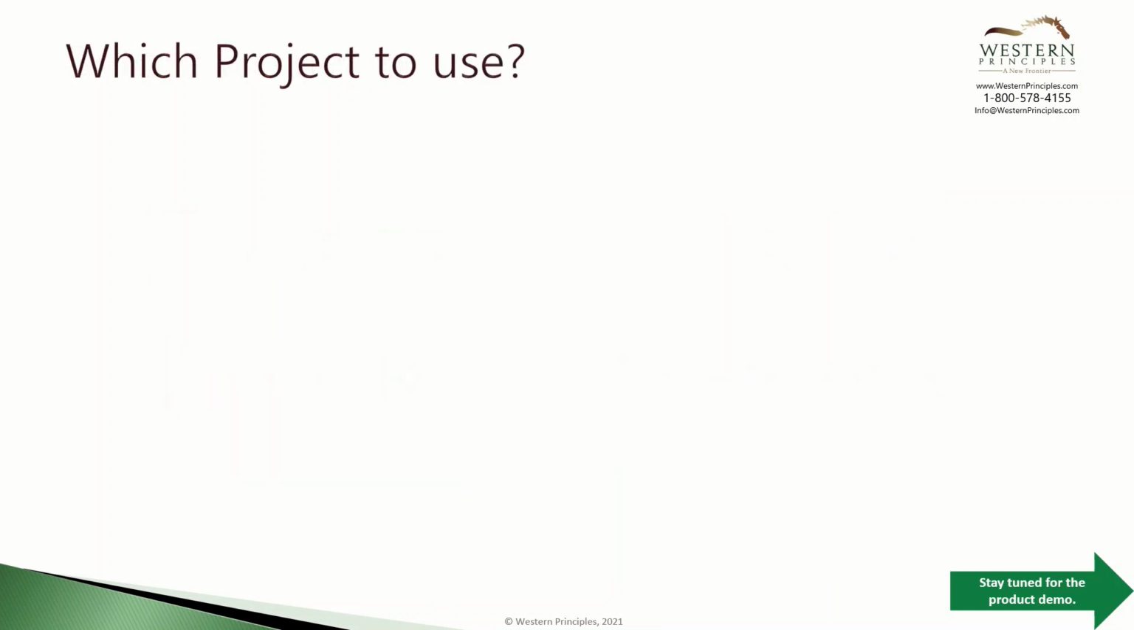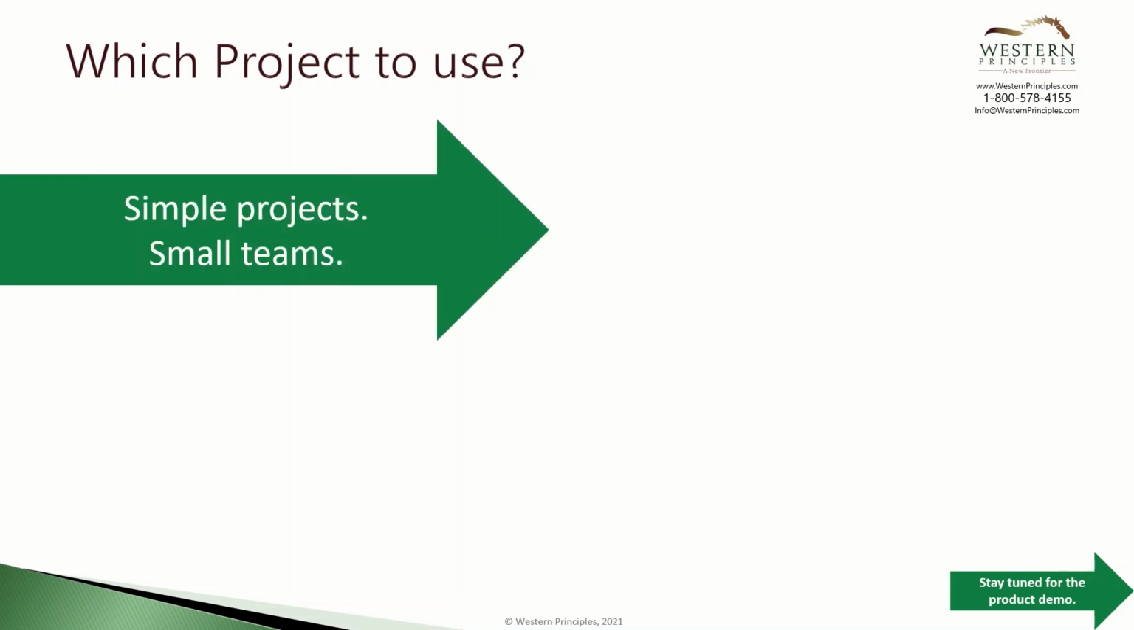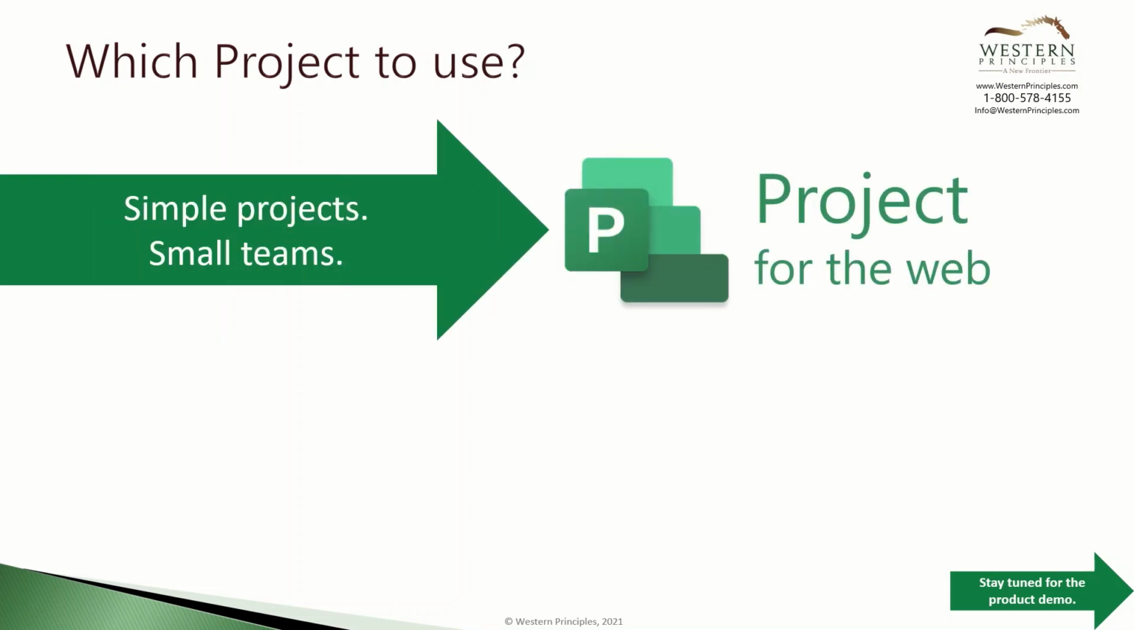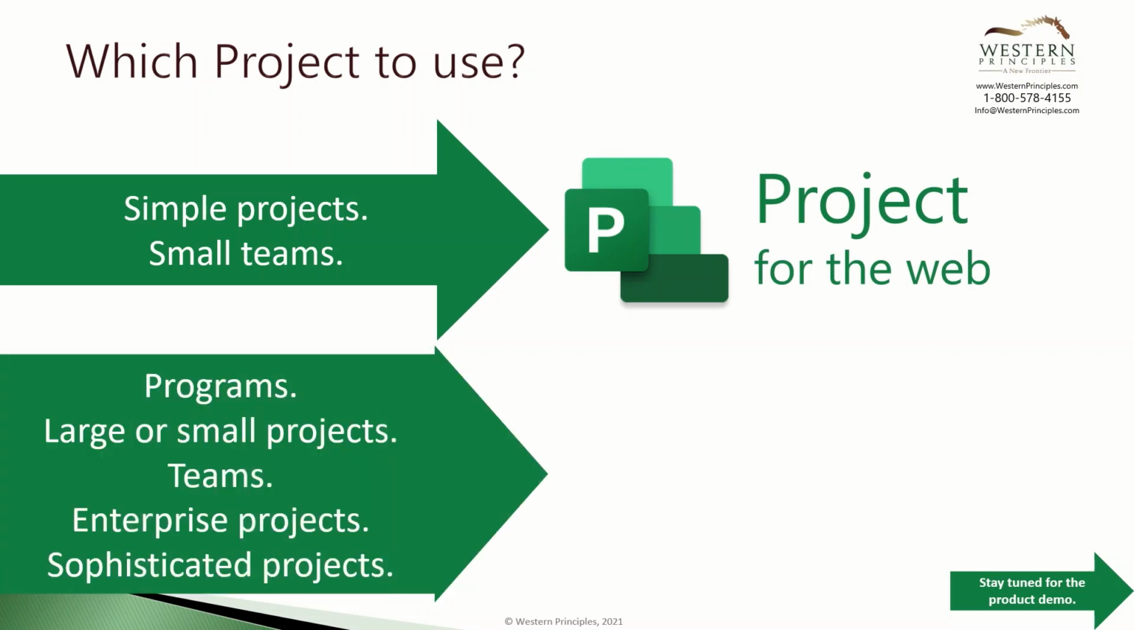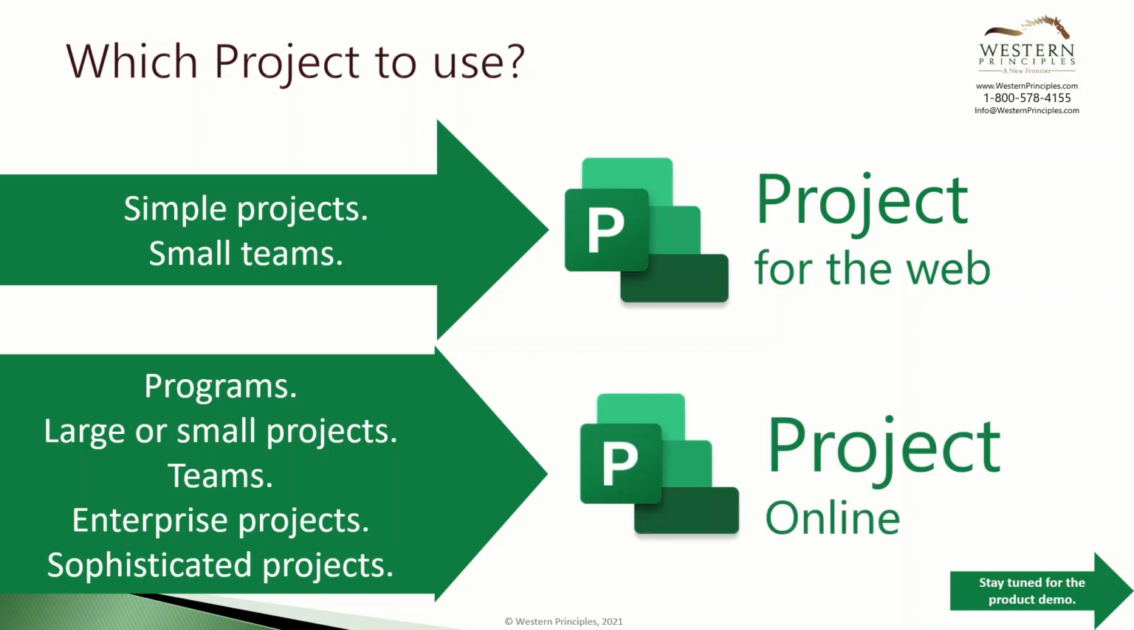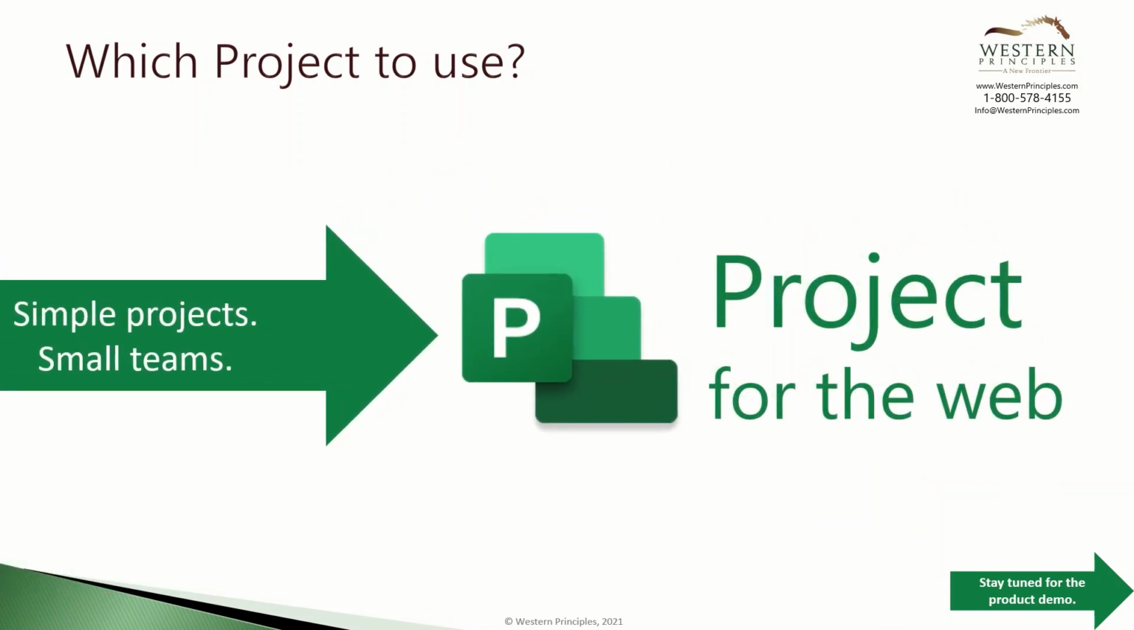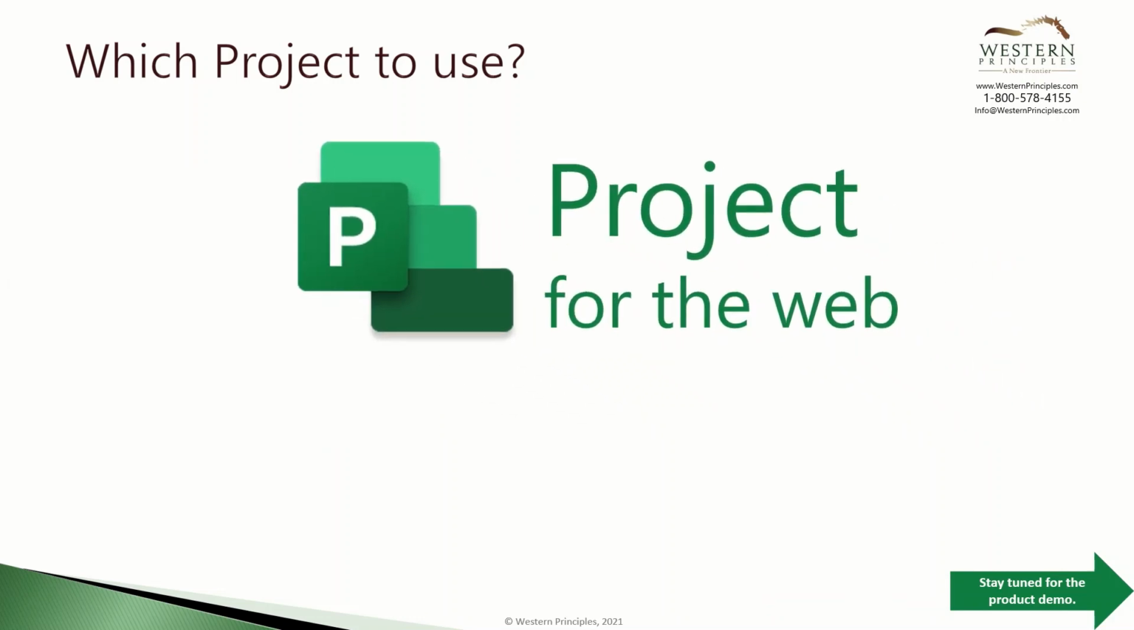Which version of Microsoft Project should you use? If you're trying to manage simple projects with small teams or even some simple agile projects, then Project for the Web is what you want to consider. If you're managing programs of large or small projects, teams of people, an enterprise of projects, and sophisticated projects, then you need Microsoft Project Online. This video is about that first base, built around simple projects and small teams. Let's have a look at Project for the Web.